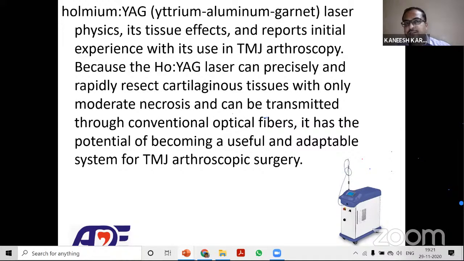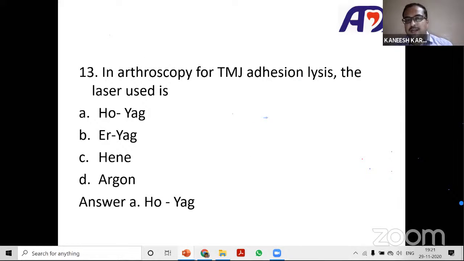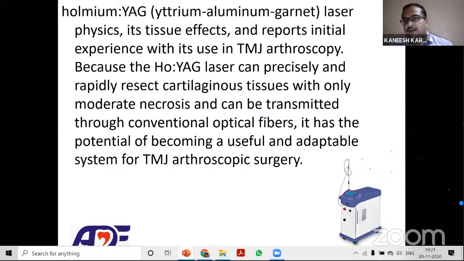The laser physics, tissue effects, and initial experience with its use in TMJ arthroscopy report that Ho:YAG laser can precisely and rapidly resect the cartilaginous tissues with only moderate necrosis and can be transmitted through conventional optical fibers. It has the potential of becoming a useful and adaptable system for TMJ arthroscopic surgery. So the answer is holmium, yttrium, aluminum garnet laser, Ho:YAG laser.